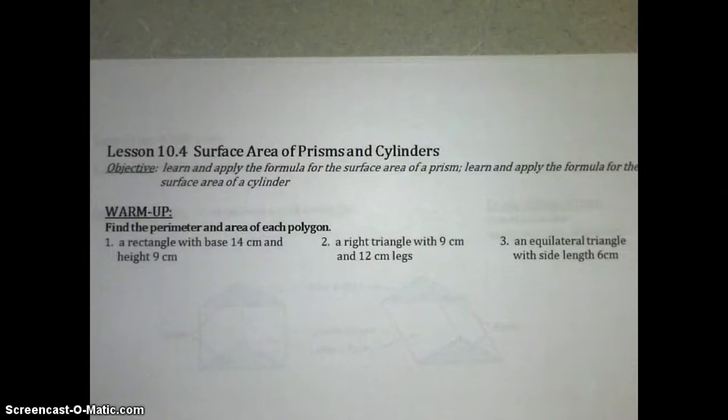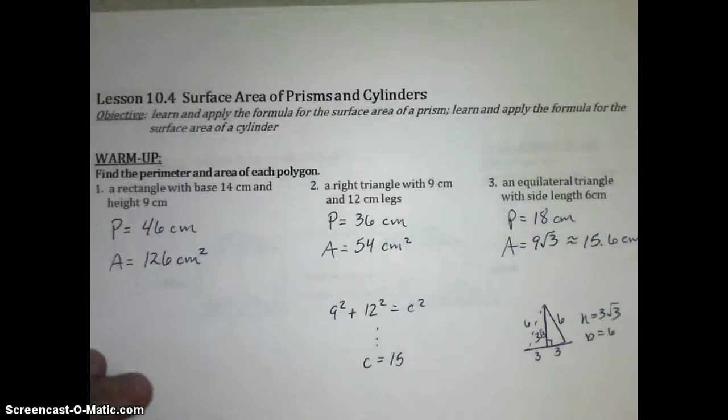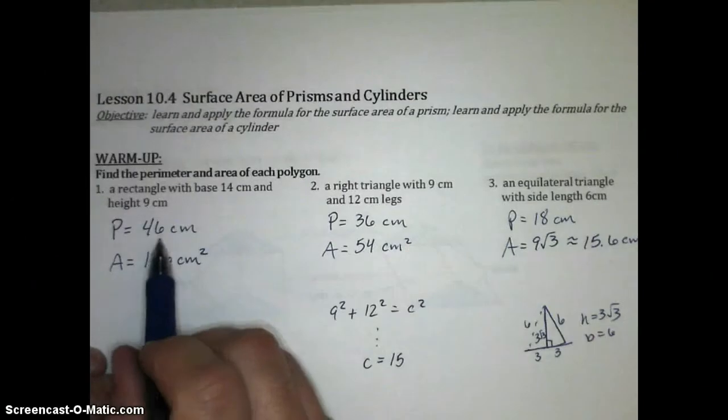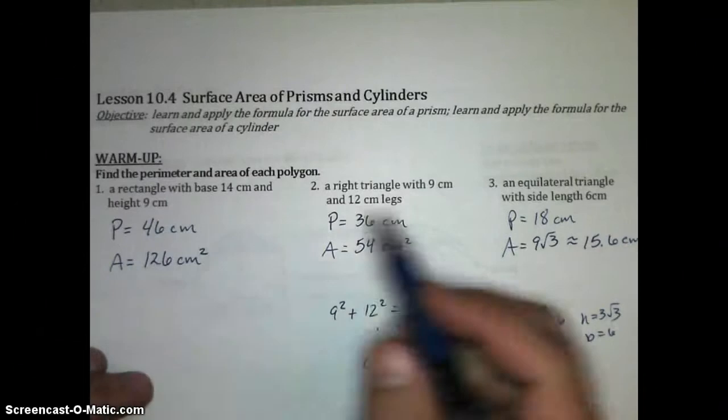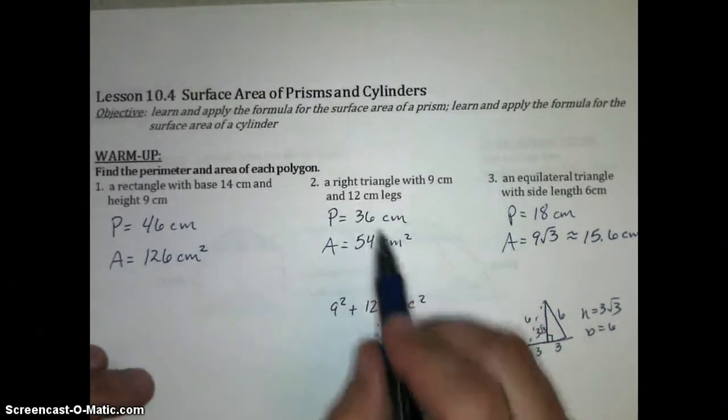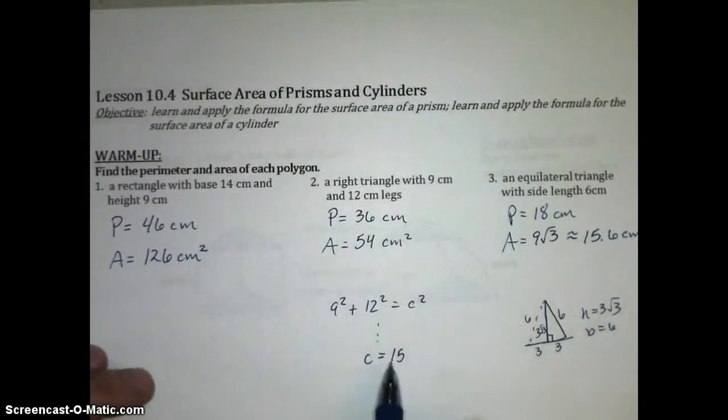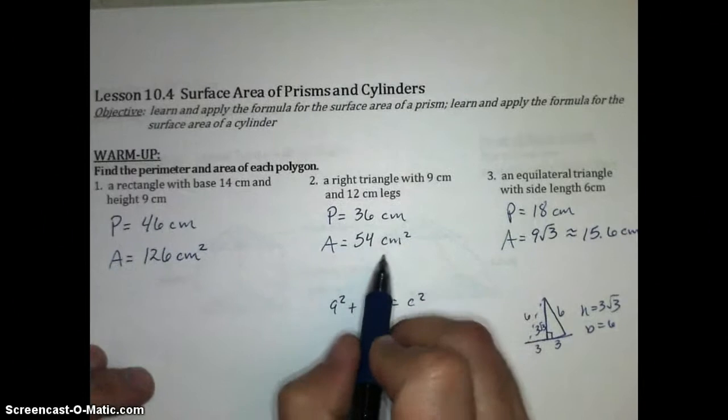Alright, here's what we should get for our answers for these warm-up questions. For number 1, the perimeter of this rectangle is 46 centimeters, area is 126 square centimeters. For number 2, the perimeter is 36, you've got to use the Pythagorean theorem to find the other side, and the area is 54 square centimeters.